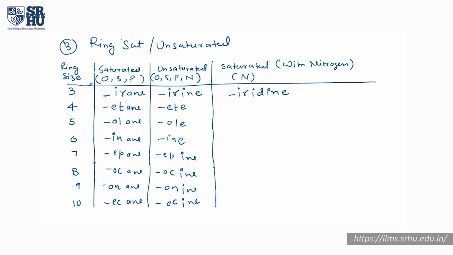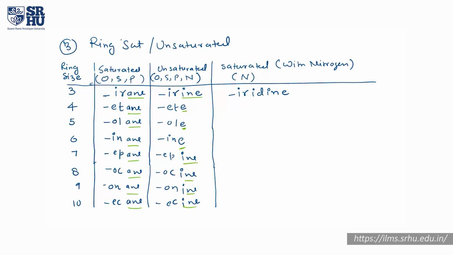So it is easy: if the molecule is saturated, then you just have to use the word ane at the end, plus the stem that indicates the number of members in the ring. For unsaturated, the stems are the same, but at the end you have to use ene for 3 atoms. For 4, 5, 6 members you have to use E at the end. For 7, 8, 9 and 10 you have to use INE at the end.